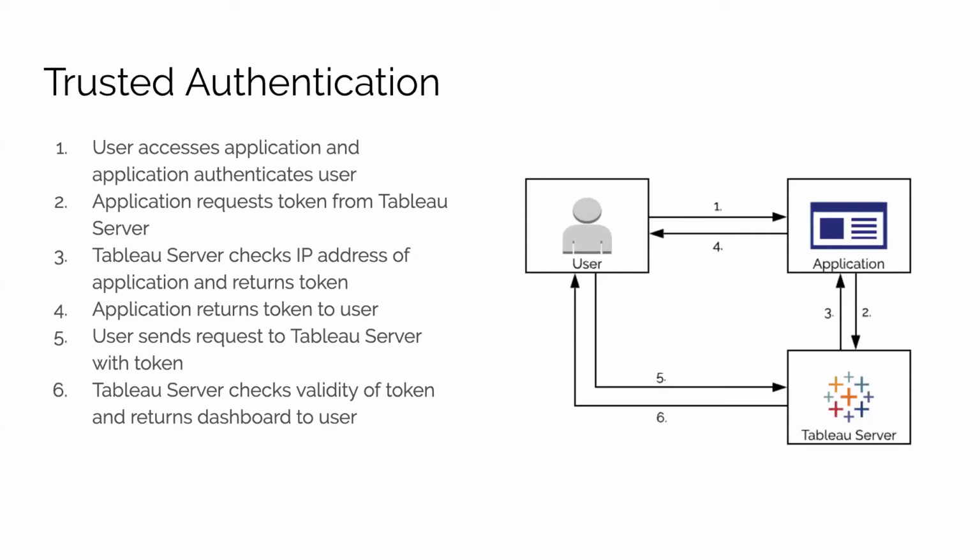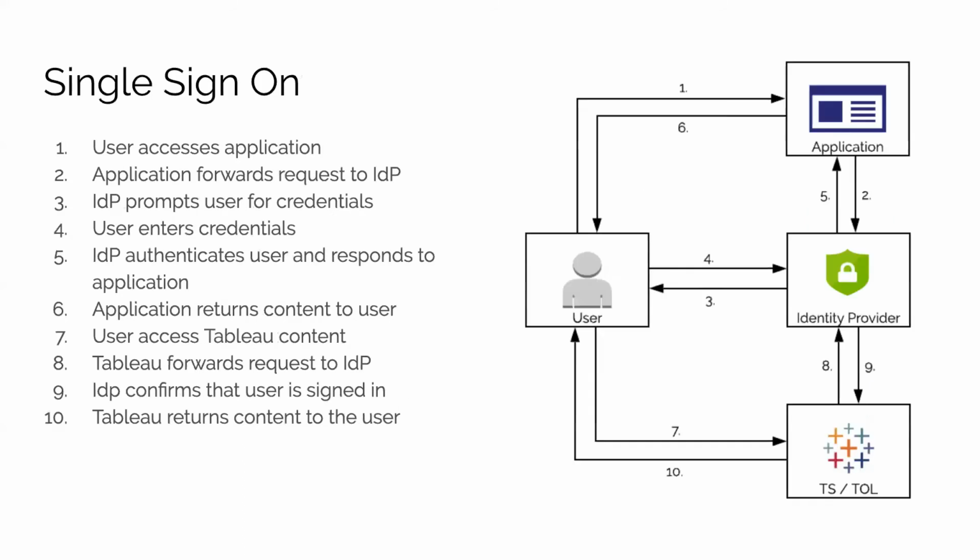So I'll take you through another flow next, which is supported by both Tableau Server and Tableau Online. So this is the flow that we call single sign-on. Now there's a few different flavors of single sign-on available in Tableau, but the one that we see most commonly used in embedding is SAML. But there's also other protocols such as OpenID, which can be used. Now this flow is slightly more complicated, so let me just walk it through now.